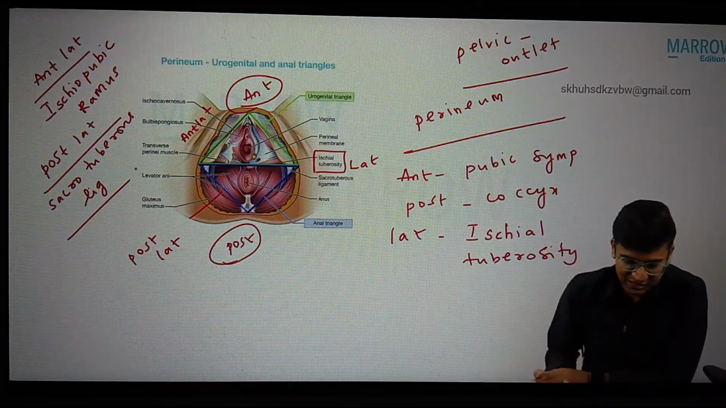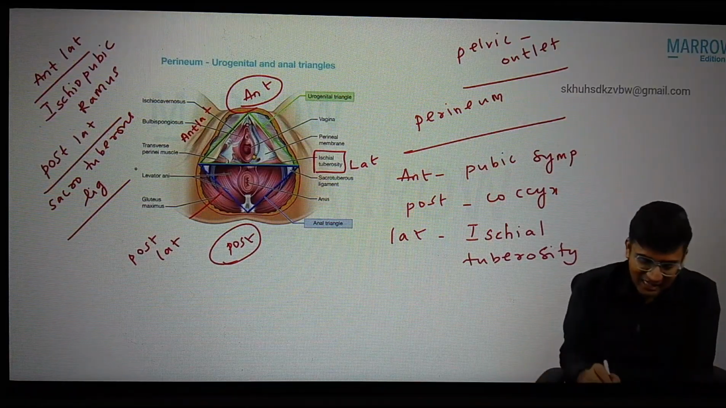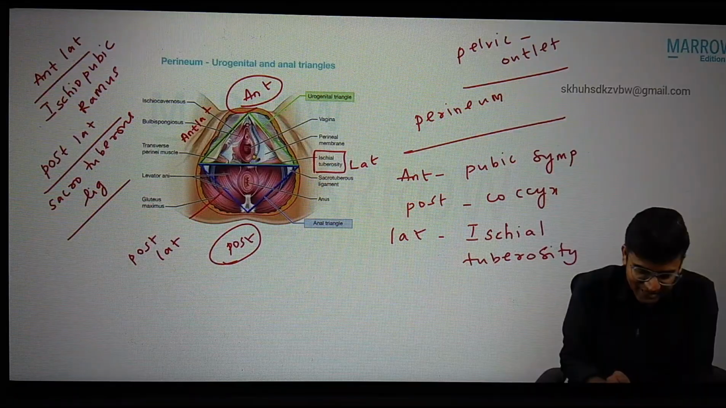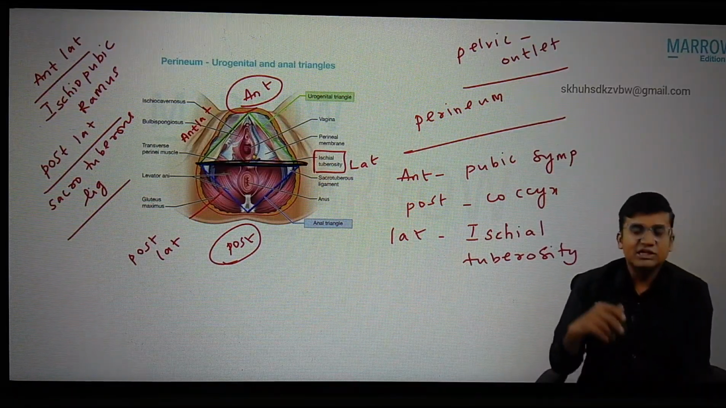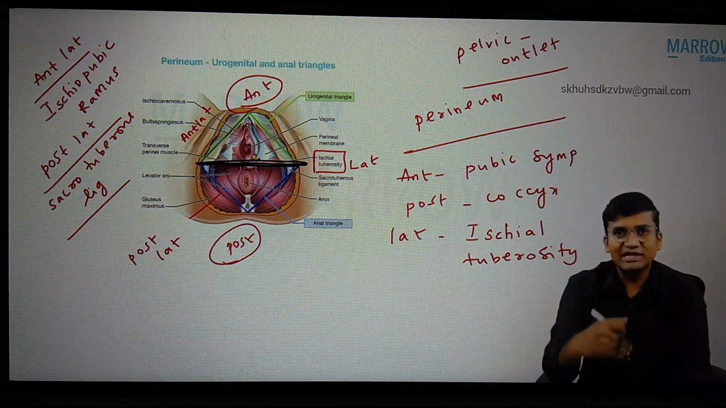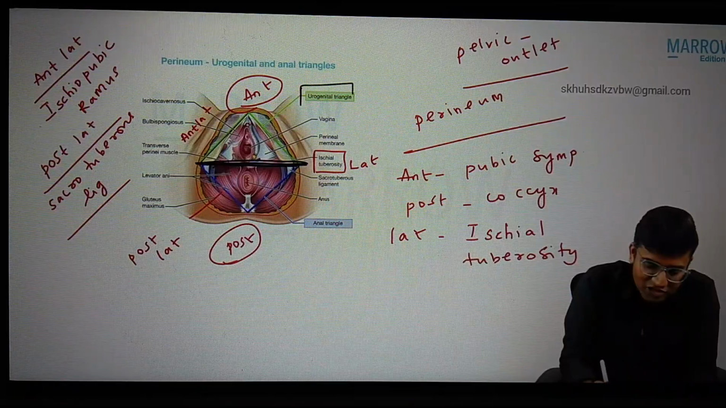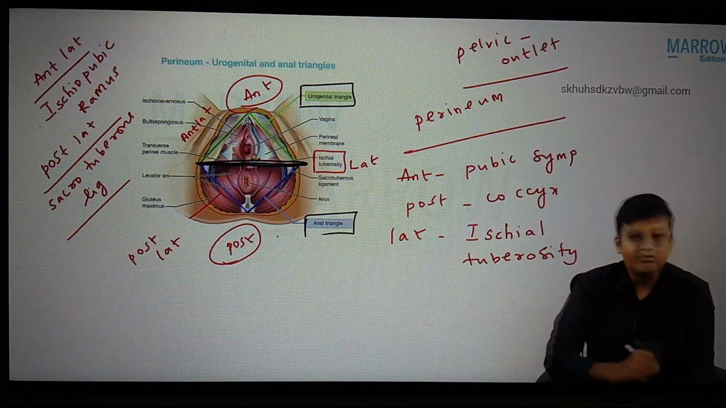Next, we're going to draw one imaginary line connecting the ischial tuberosities of the two sides. Can you see that? Yes, we have drawn one imaginary line connecting the ischial tuberosities of the two sides. By drawing this line, we get two triangles, the triangle in front and the triangle behind. The triangle in front is called the urogenital triangle and the triangle behind is called the anal triangle.